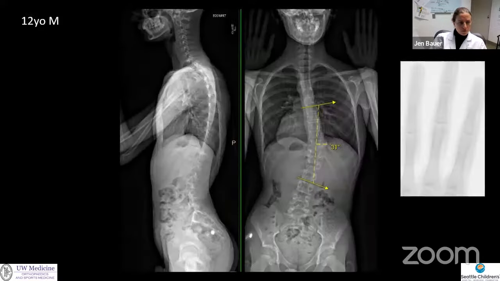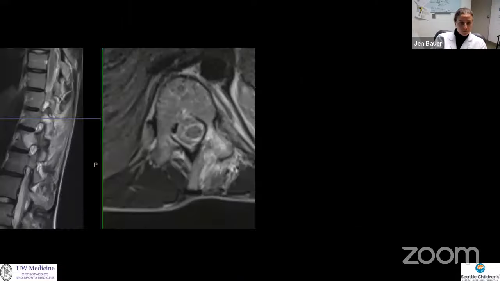Here's another example. This is a 12-year-old, 31-degree curve, not very big, but a decent size. If you look at the pedicles along the vertebral bodies, you can see that they're not very rotated. I would expect a little bit more rotation at the apex in this 30-degree curve. I would also expect more balance. So instead of this slow C-shaped sloping curve, I would expect it to be more S-shaped, a little bit more balanced. So for this patient, I'm going to go ahead and get an MRI as well.